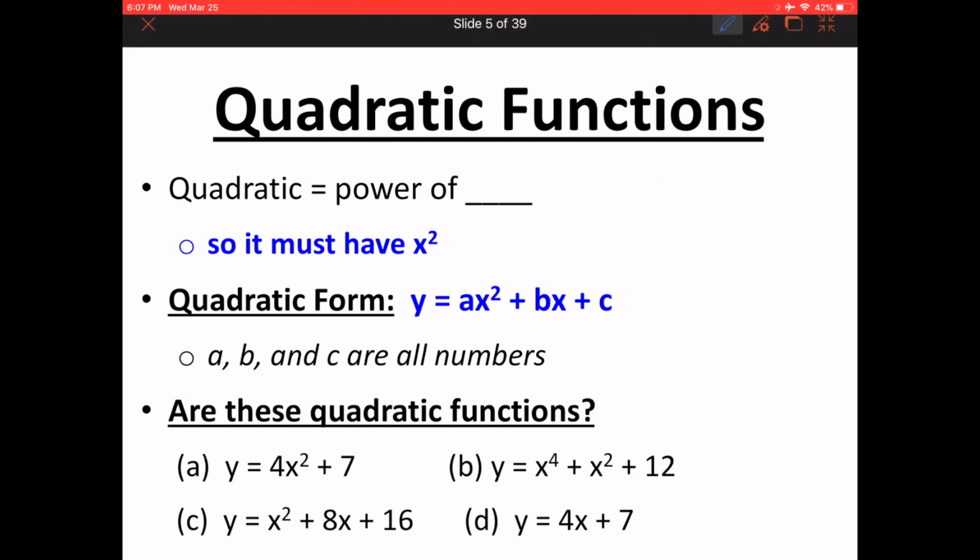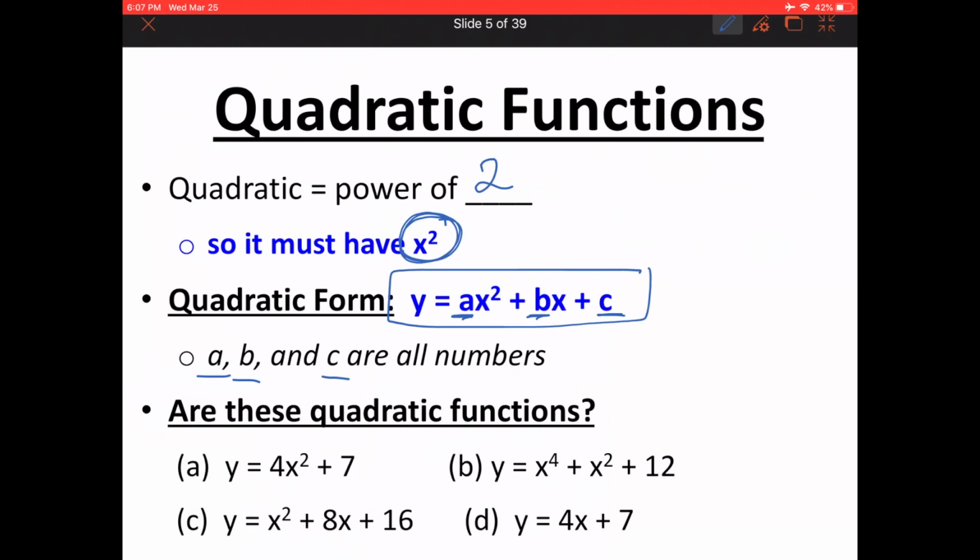Let's take a look now at quadratic functions. So a quadratic function means that you have to have a power of 2. So the function, which is just another word for equation, has to have x squared in it. So notice quadratic form looks like this: y equals ax squared plus bx plus c, where a, b, and c would all be numbers. So we replace these with numbers, all right?